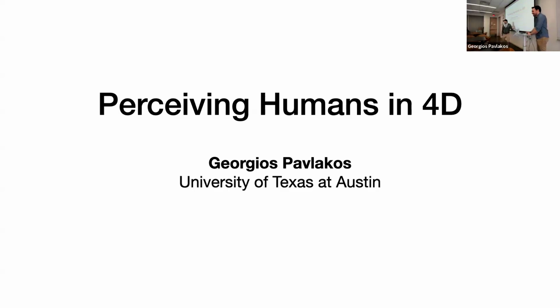Okay, let's get started. George is a pretty new assistant professor here. This is your second year, right? Second semester. In January. Oh, wow. Okay, so second semester. He works in computer vision and generative models. We're really excited to have him here, and I don't know what perceiving humans in 4D means, but I'm sure you'll tell us about it.